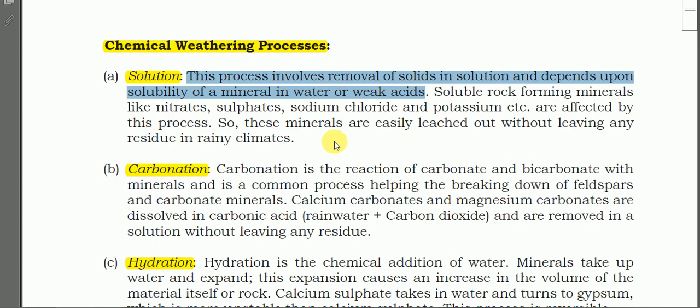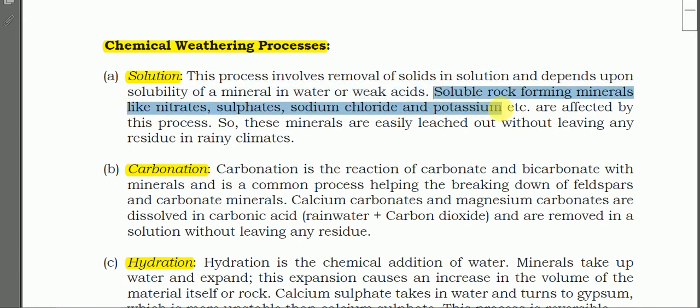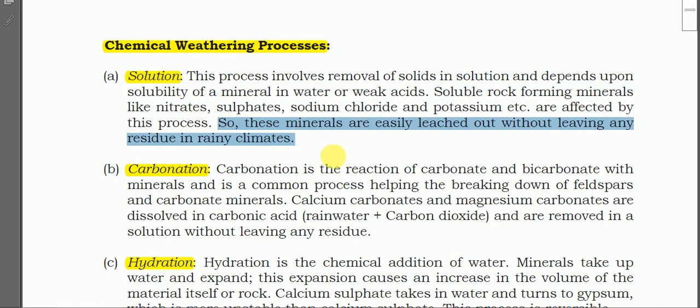some rocks are soluble, for example, limestone. When this rock contacts with water, then through the solution process, the materials of this limestone will be removed. And soluble rock forming minerals like nitrates, sulfates, sodium chloride, potassium, etc. are affected by the solution process. That means these minerals like nitrate, sulfide, sodium chloride, that is common salt, then potassium, these are different kinds of salt, are affected by the solution process, and so these minerals are easily leached out without leaving any residue in the rainy climates.